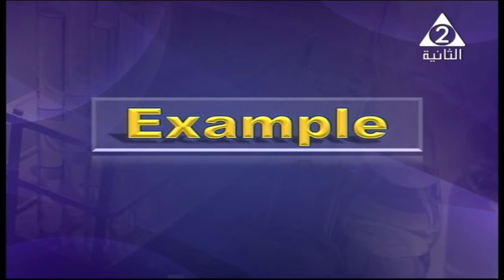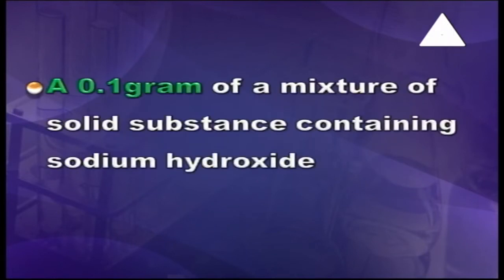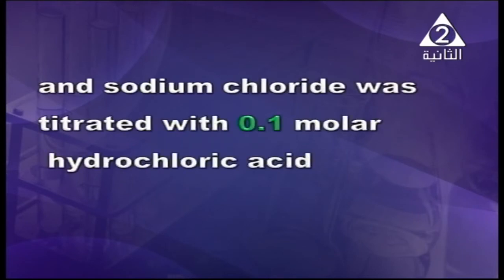Let's look at the other example. Here I have a question. 0.1 gram of a mixture of solid substance containing sodium hydroxide. What is sodium hydroxide? Sodium hydroxide here is a base, I know. Also, sodium chloride was titrated with what? 0.1 molar hydrochloric acid. Okay, I have acid and what now?